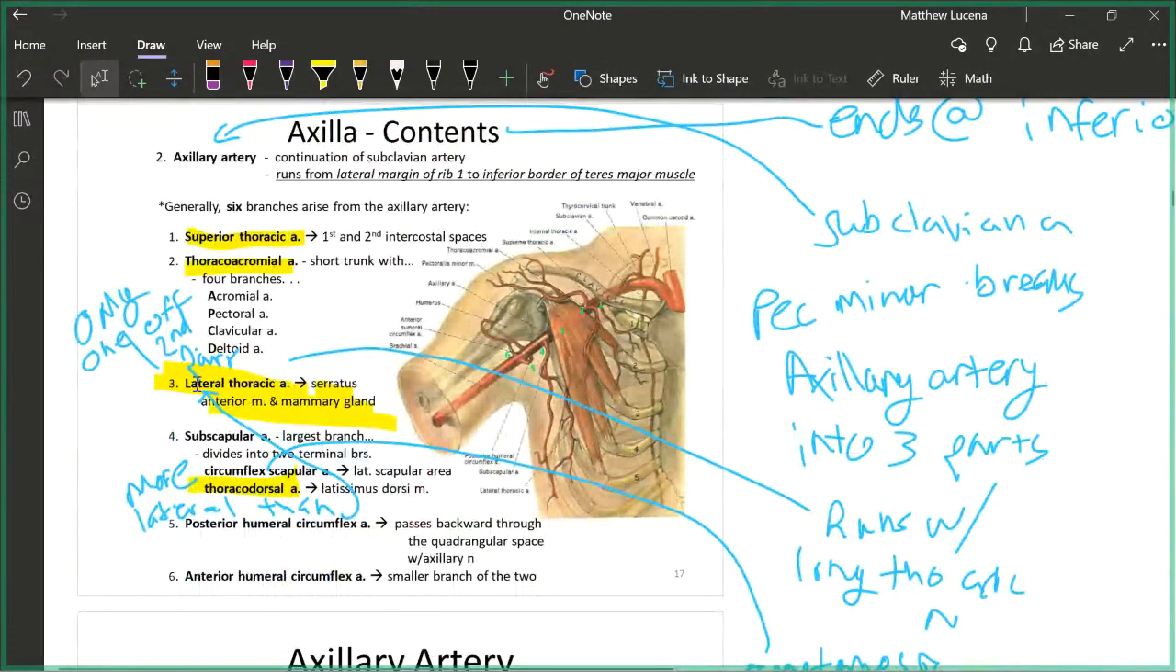This lateral thoracic artery runs alongside your long thoracic nerve. So if I have an injury to my long thoracic nerve, I could potentially have an injury to my lateral thoracic artery as well. He could ask a question like, I'm experiencing wing scapula, which is innervated by my long thoracic nerve, what artery could be damaged? And it would be your lateral thoracic artery, because it runs alongside your long thoracic nerve.